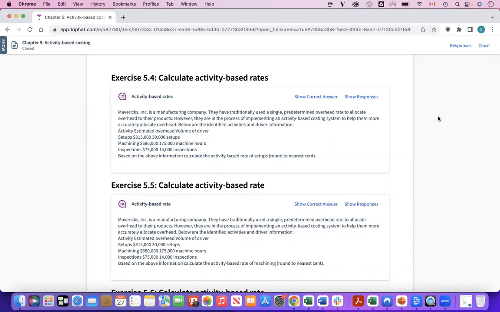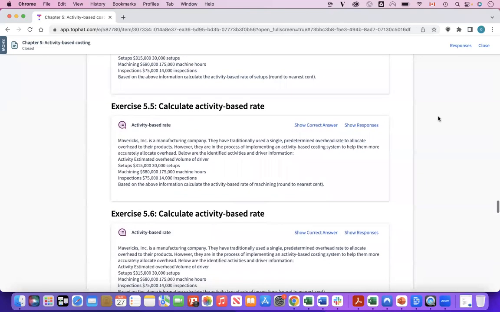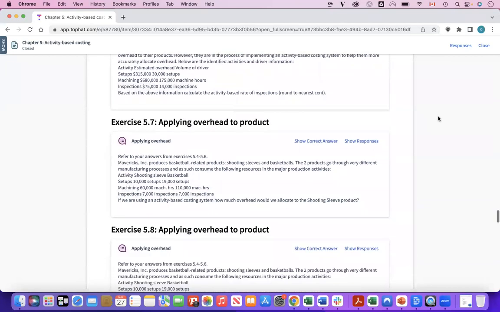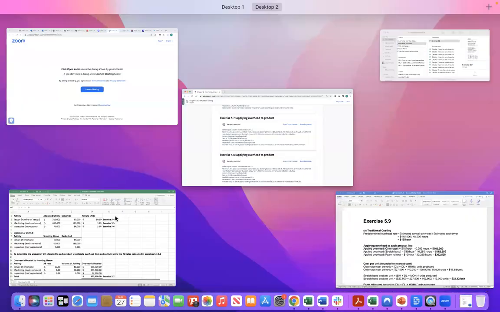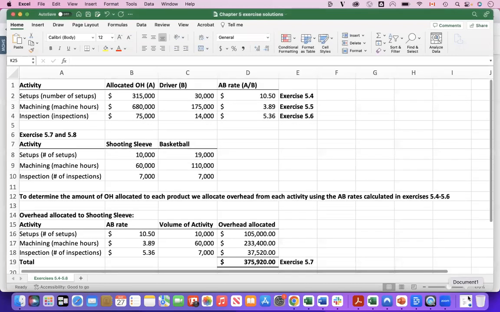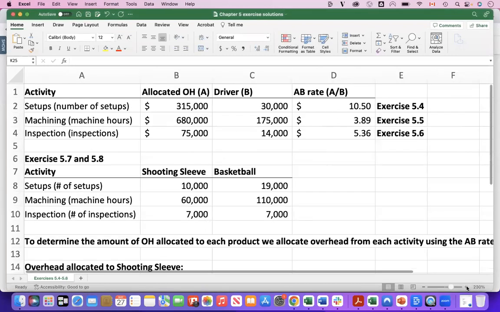Based off of all of this, throughout questions 5.4 through 5.8, we're going to determine the activity-based rates for each of the major activities. And then in 5.7 and 5.8, we're going to apply overhead to the different products that Mavericks Inc. produces, shooting sleeves and basketballs. So there's a lot of information here.